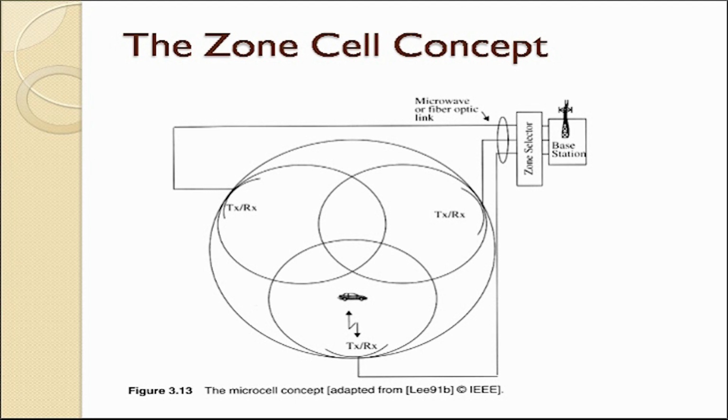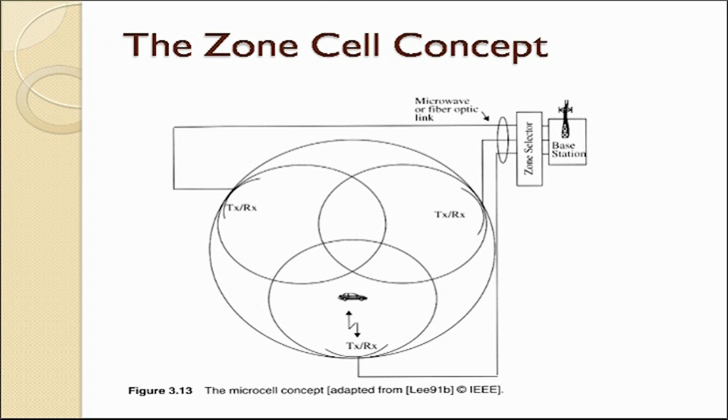So here I mention the outer area coverage. It is based on the cell. The cell consists of three different zones. The zones are connected to a transmitter or receiver. All the zones are connected, based on microwave or fiber optic link, to a single base station. So this is the general diagram, or general concept, of the microcell zone concept.